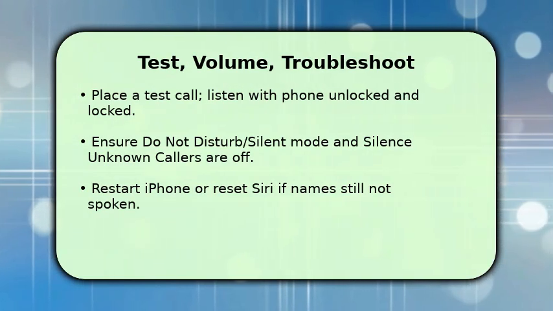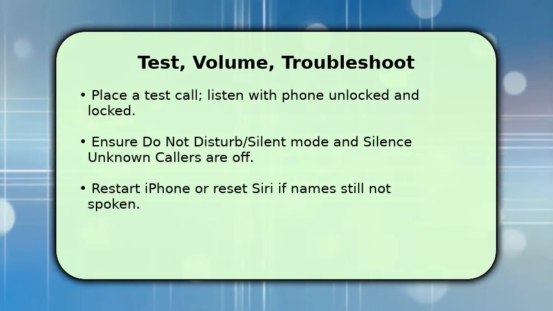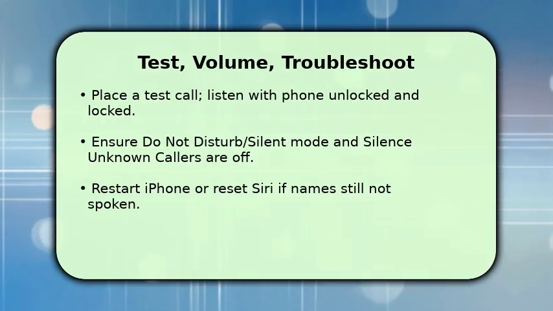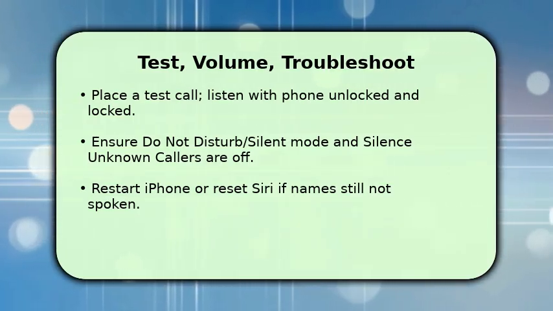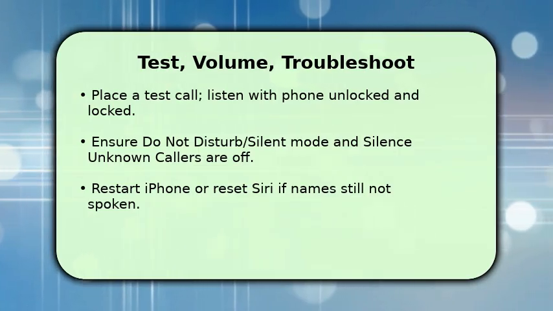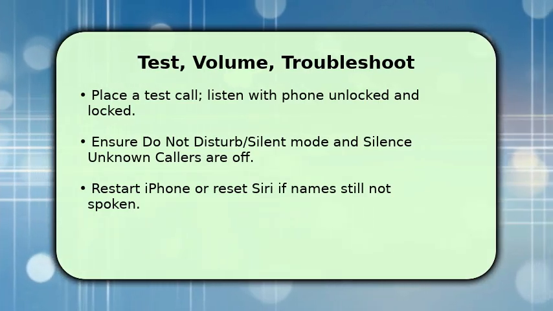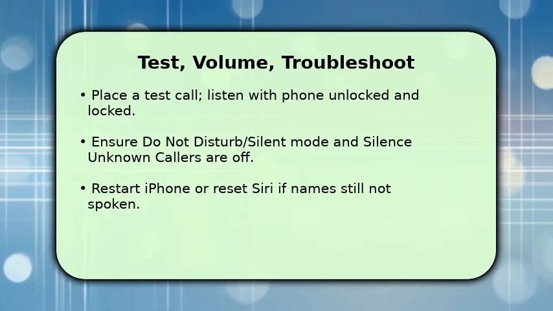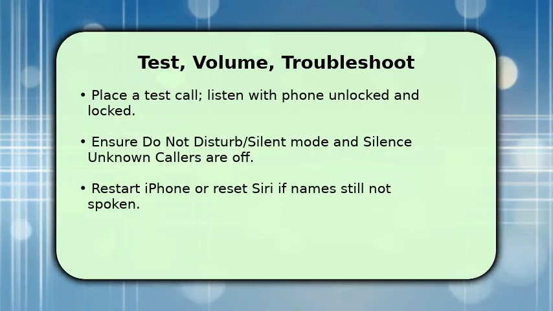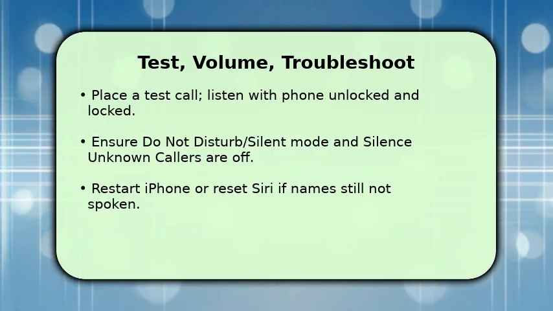Finally, validate the setup with a live test and fix common issues. Call your iPhone from another device and listen while it's locked and unlocked. Adjust media/call volume if speech is too quiet. Make sure Do Not Disturb, focus modes, or silence unknown callers aren't blocking announcements. If names still don't speak, restart the iPhone, toggle announce calls off and on, or reset Siri by disabling and re-enabling Siri in settings. If problems persist, check phonetic spelling. That single adjustment often fixes mispronunciations.